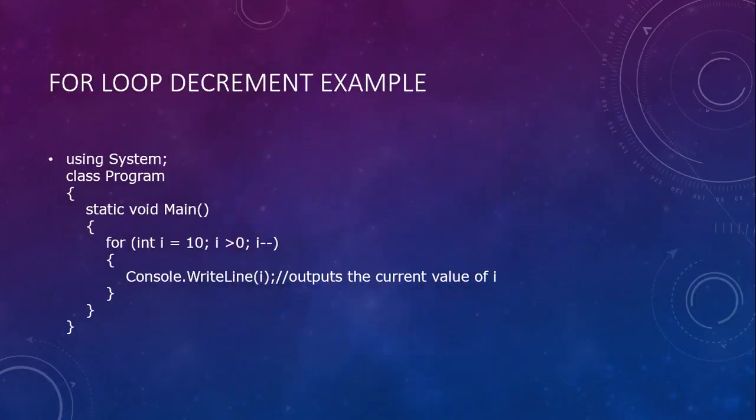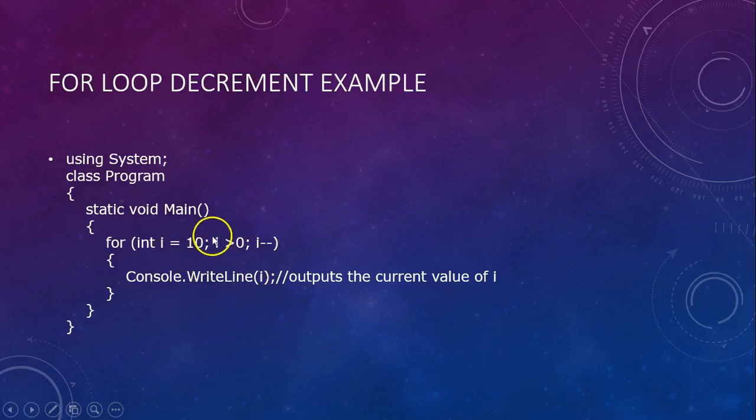All right, let's look at a decrement example. And in here I have i is equal to 10. i has to be greater than 0. i--. So simply, it starts off with 10. Checks, is 10 greater than 0? Of course, it has to be. So it's going to output 10. Loop back up around after it takes the i--, which means subtract 1.